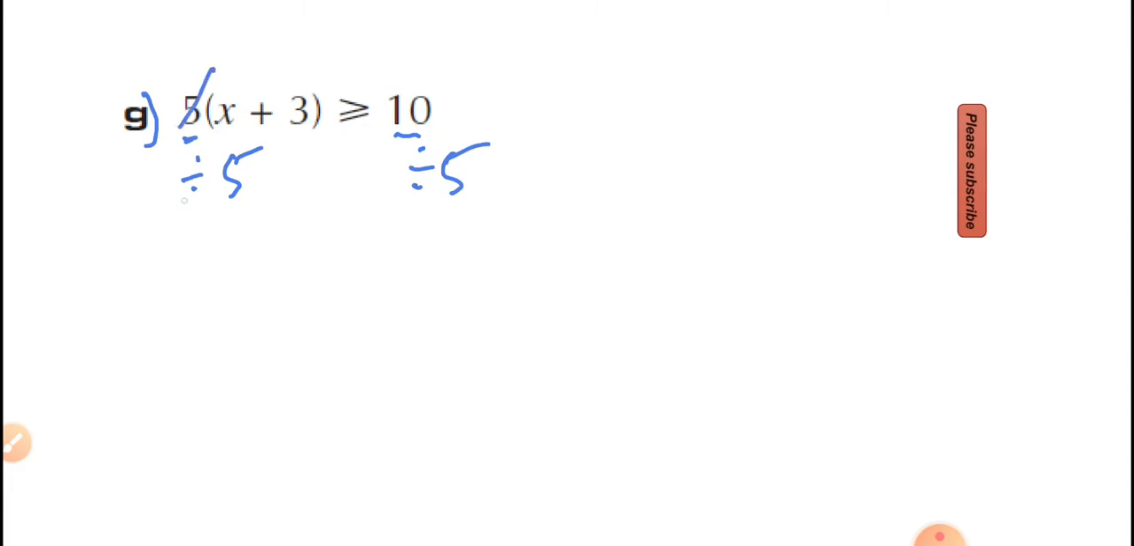On the left hand side, the times 5 and divide 5 cancels out, leaving me with just x plus 3, and we won't need the bracket anymore. And on the right hand side, 10 divided by 5 is just 2, and then copy the sign down.